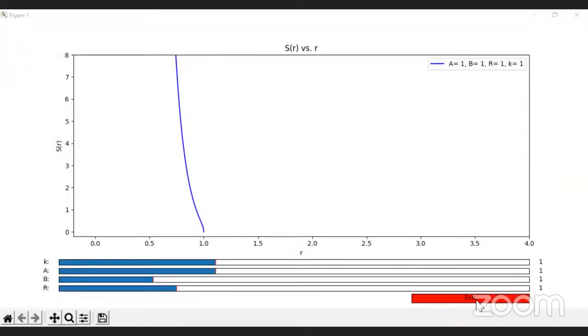Okay, please confirm if you are able to see this window. Yes, Mainak, the window for example 2 is visible.